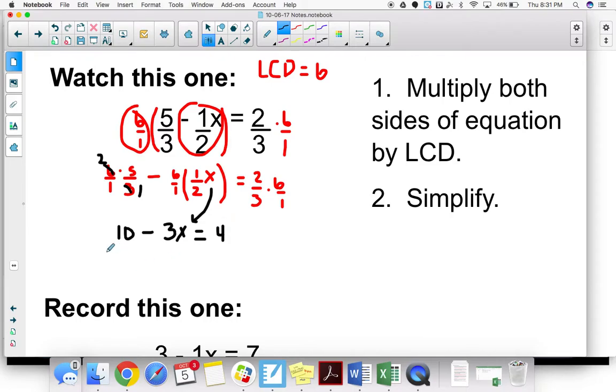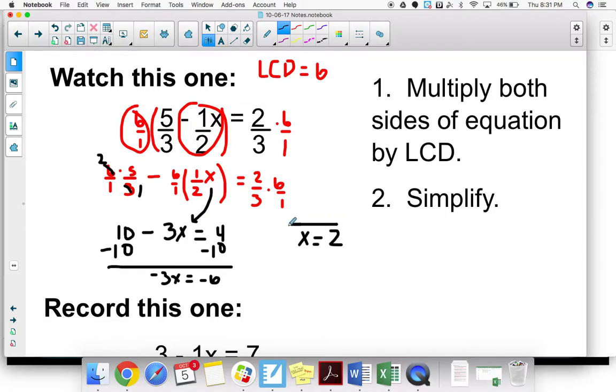So now I'm going to isolate my variable by doing inverse operation. So I'm going to subtract 10 on both sides. And we're going to get a negative 3x equals negative 6. And if we divide by negative 3 on both sides, I get x equals 2.